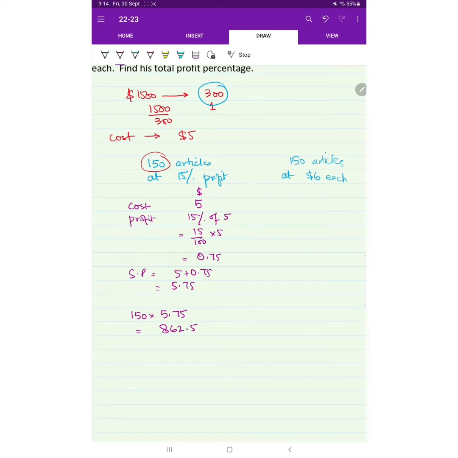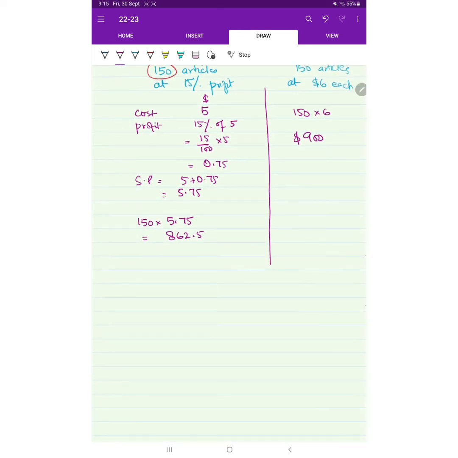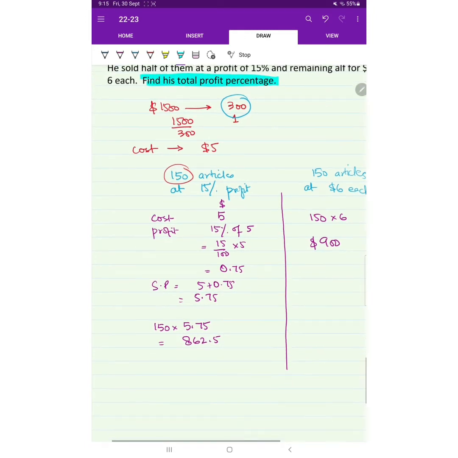The rest of the half is 150 articles at $6. This I can clearly do. So the total selling price is 150 into 6, which is $900. Let's do the total first. Why am I doing the total first? Because it says find his profit percentage, the total profit percentage.